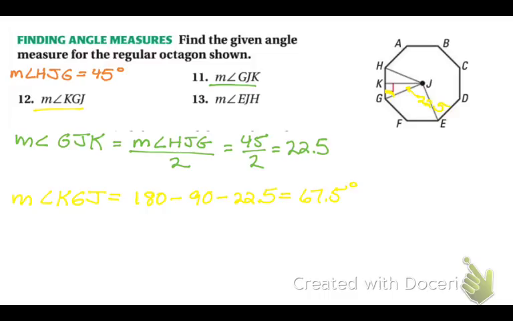So remember, we know the total number of degrees in a triangle is 180. We're going to subtract out the 90-degree angle, angle K. We're going to subtract out the 22.5, angle KJG. And we're left with angle G, which is 67.5 degrees. Okay, and let's change colors. Do brown for a change.